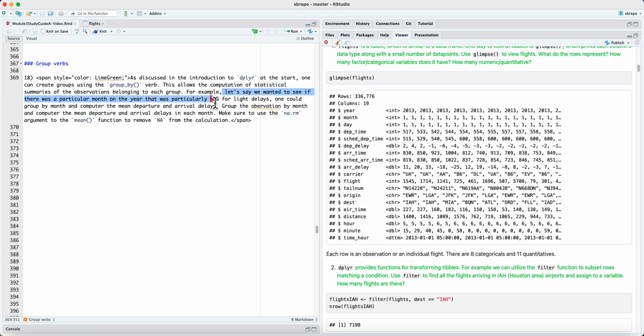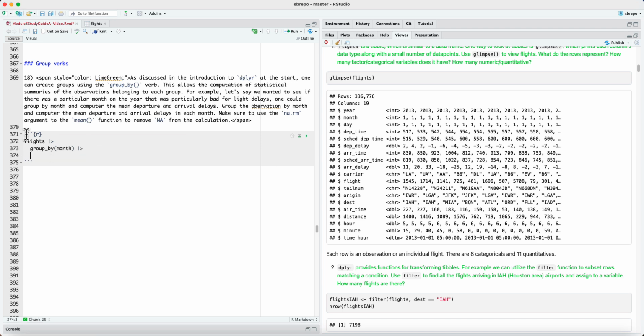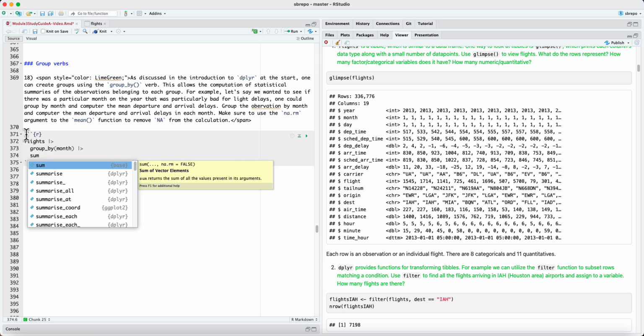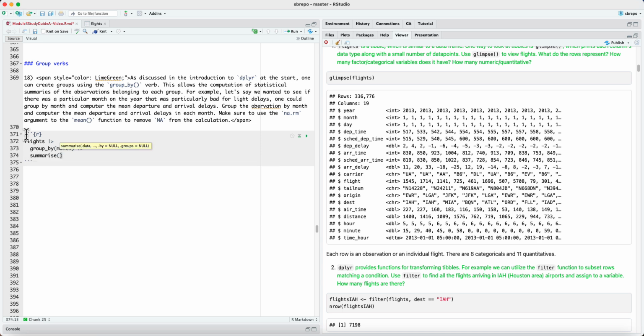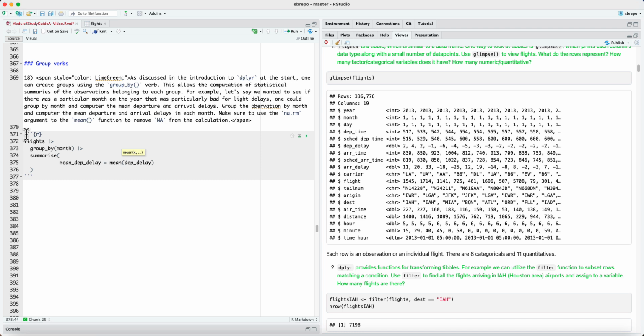So let's say we wanted to see if there was a particular month of the year that was particularly bad for flight delays. We could answer this question by taking the flights dataset, piping it to group_by, and grouping by month, and then piping this resulting tibble, which contains the group information, to summarize, computing the mean departure delay, which is the mean of the dep_delay variable.